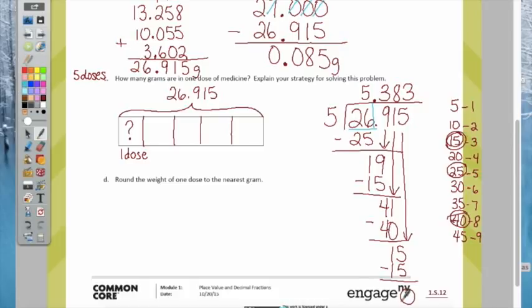Yes. Okay? All right. So now it says round the weight of one dose to the nearest gram. So we will write our answer, 5 and 383 thousandths, rounded to the nearest gram. Now I'm pointing to the place value chart. You can't see that on the video, can you? No. What place value is gram in? Ones. So I think we better write that ones place here.